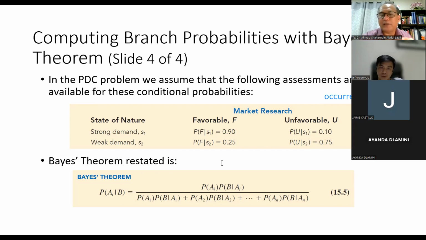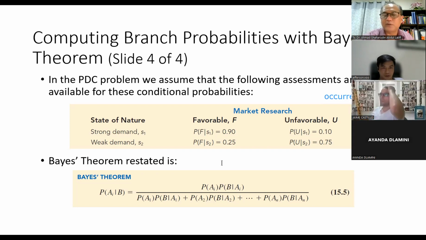calculation. Only that, when it is favorable, what will be the chances of a strong demand, and then if it is unfavorable, what will be the chances of weak demand, for example, like this. Yeah, so that is from the previous historical record. Chances come from historical record.